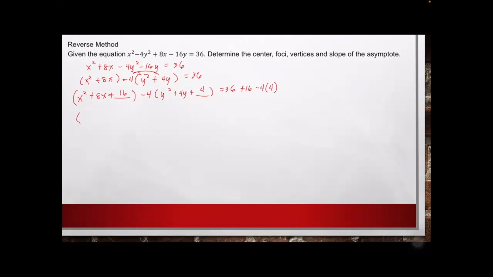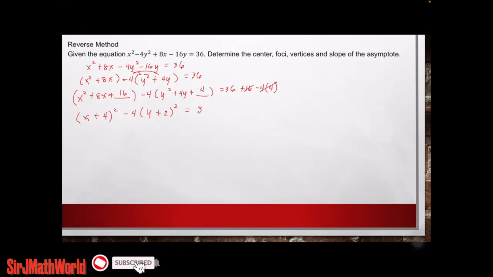Okay, continuation. We will have x plus 4 then squared minus 4 times y plus 2 then squared is equal to, simplify, 36 plus 16 minus 4 times 4. We can have 36. Okay, 36 lang kasi ito ay cancel out na. So this will be 36.